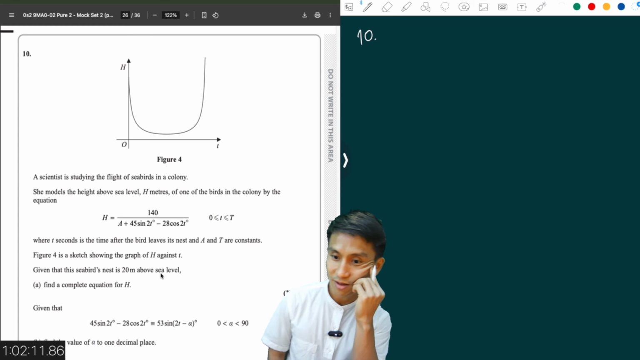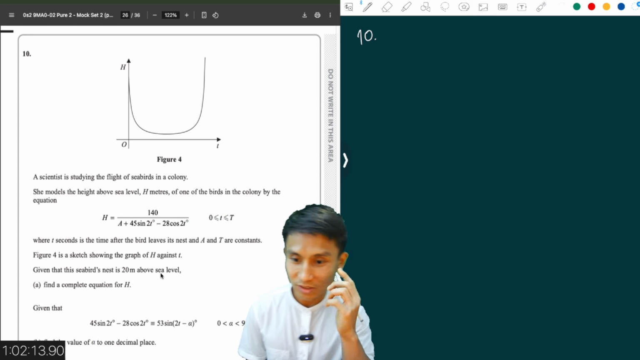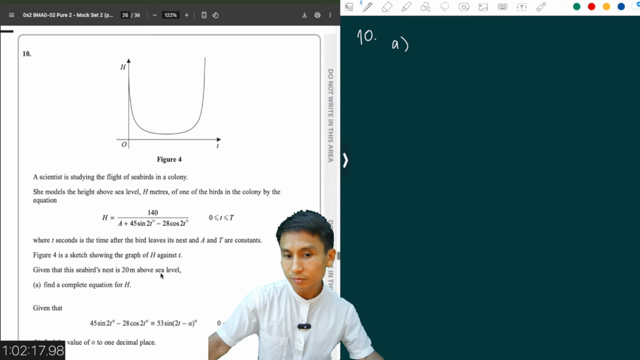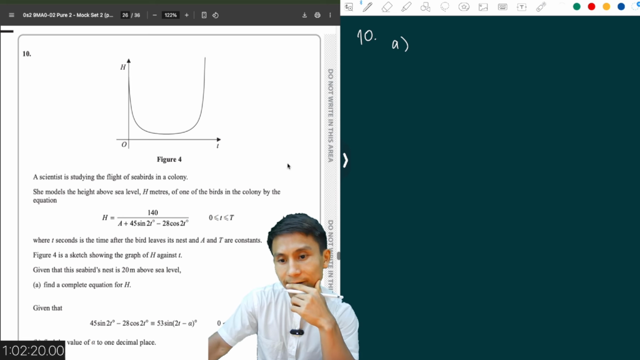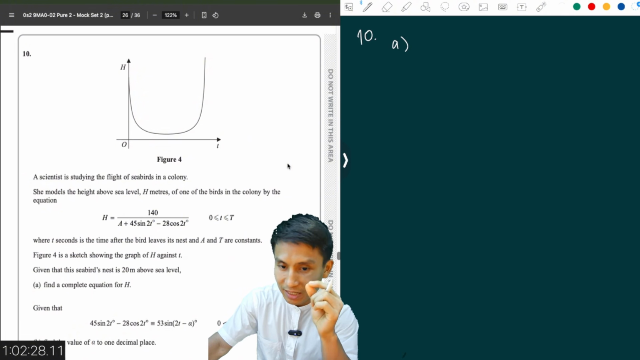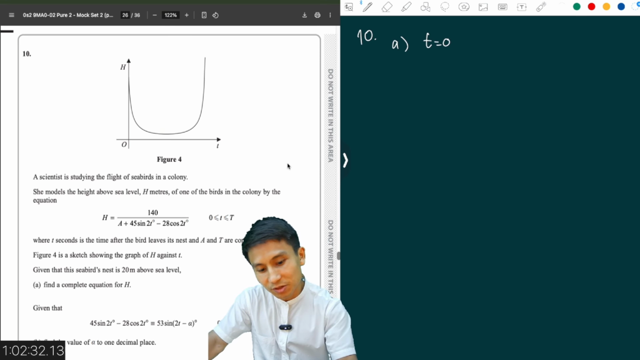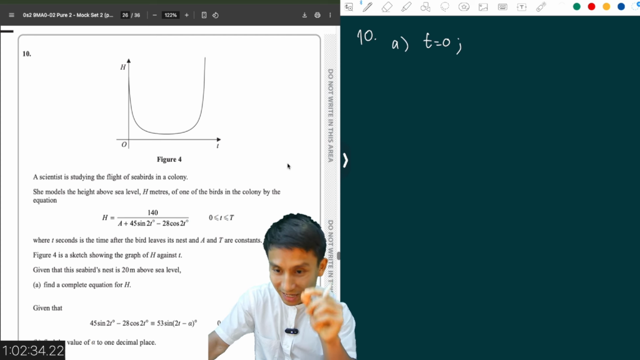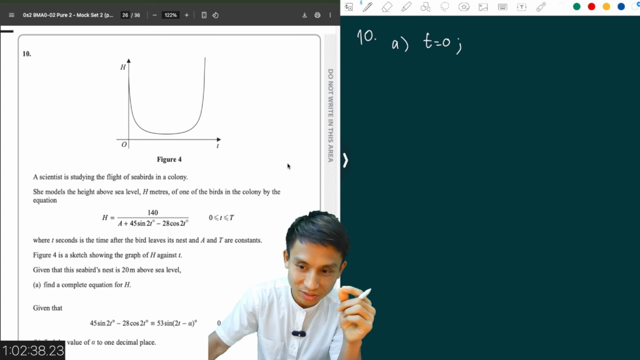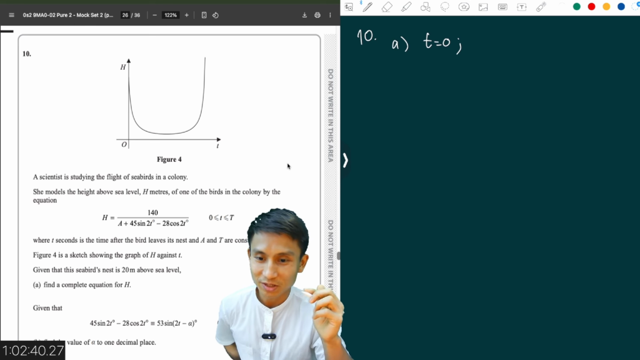Okay. Part A, find a complete equation for h. 3 marks. So, because the bird leaves the nest at t equals 0, we just sub t equals 0, and that's going to be the height of the nest initially. So this is just the initial condition when t equals 0.